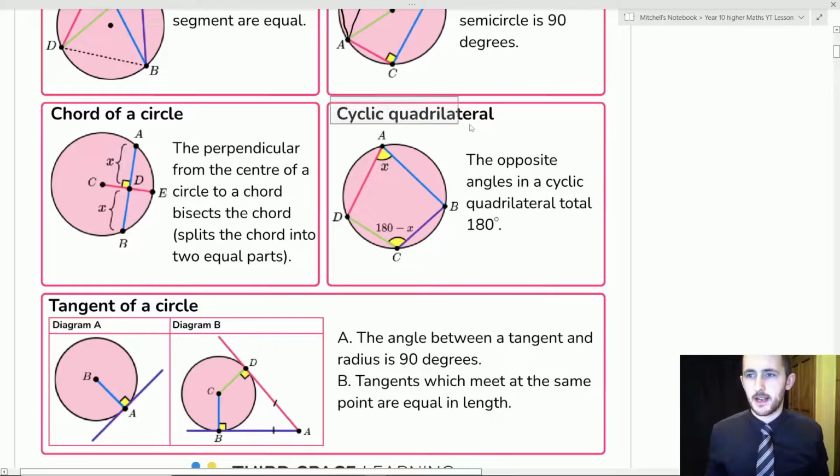But then you have a cyclic quadrilateral. A cyclic quadrilateral is a quadrilateral that has its corners on the circumference. So it has to be like this. All it says is that the opposite angles add up to 180. So if we were to label this one y, the opposite angle would be 180 minus y because they add to 180. The key thing here that I see students make mistakes on is that they'll have three points on the circumference, but the fourth one will be in the middle, and they say it's a cyclic quadrilateral. No, it has to have all four points touching the circle.